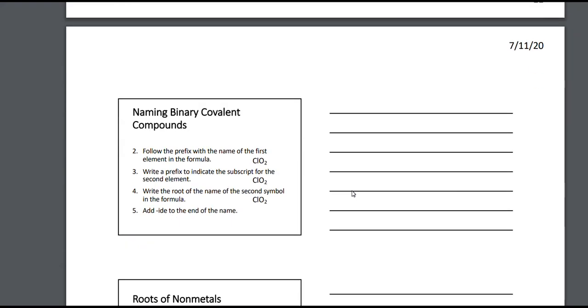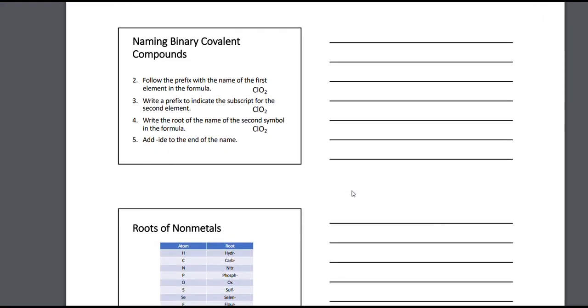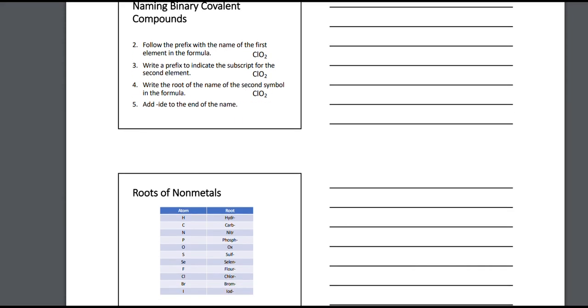Let's look at the next slide. There are more details to follow. So you follow the prefix with the name of the first element in the formula, so that's chlorine. Then you write a prefix to indicate the subscript of the second element. Okay? So the second element is oxygen. So we use the prefix to indicate the subscript. The name of the element never precedes the prefix for the subscript.